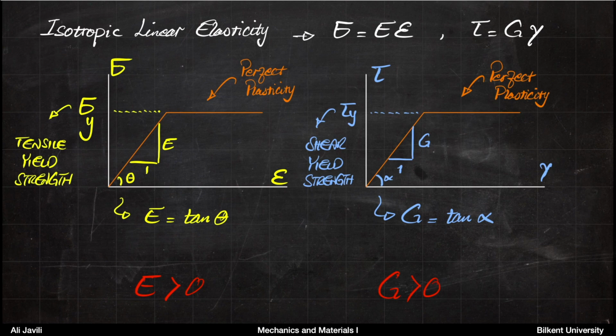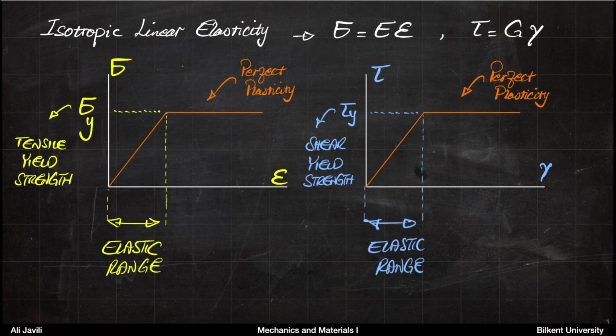Now you can think of the same for shear stress-strain relation, assuming that you have this linear region where your shear modulus is the tangent of the angle alpha, and then after reaching the maximum shear strain where the material is still elastic, after reaching that you come to this perfect plasticity region. And also shear modulus, as you can imagine from the picture, it should be positive.